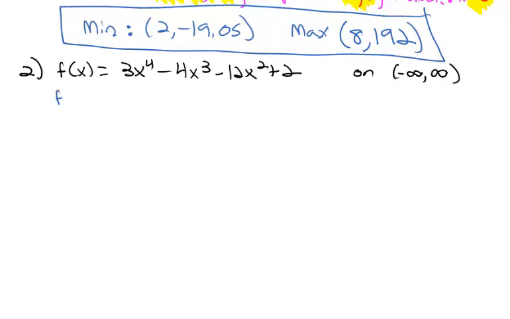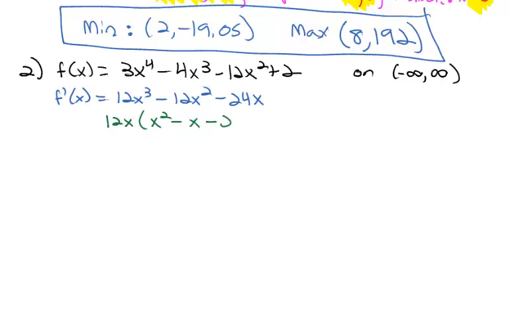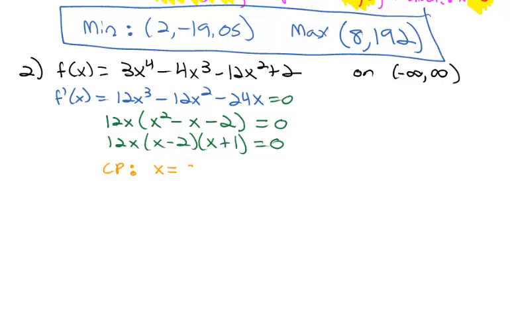So first we look for the critical numbers. f prime of x is equal to 12x cubed minus 12x squared minus 24x. Factor out the GCF of 12x, leaves behind x squared minus x minus 2. Again, we want it to equal 0. That's a critical number. Continuing to factor then, it's x minus 2, x plus 1 equals 0. And so we now know our critical numbers are x equals 0 from the 12x, positive 2, and negative 1.